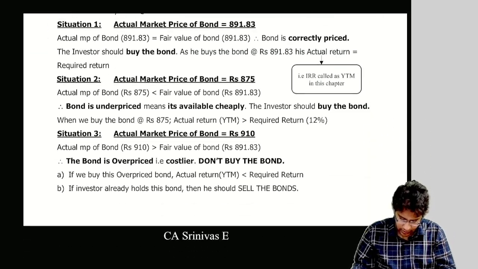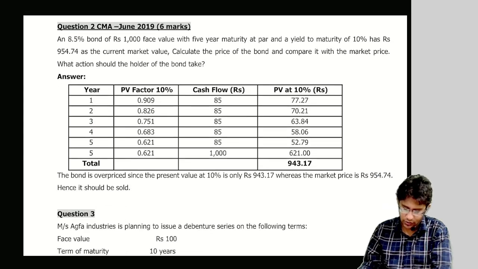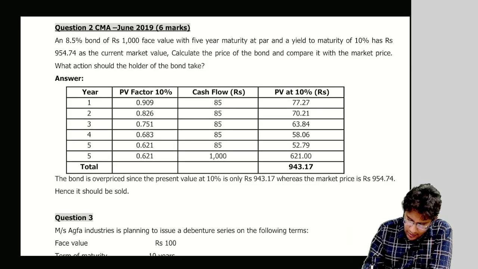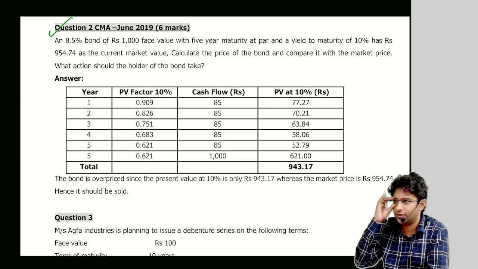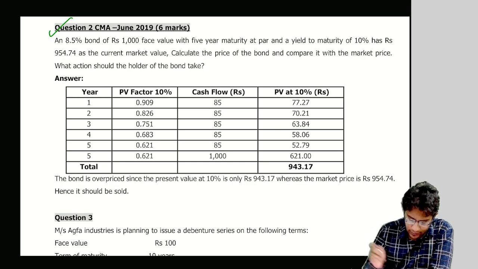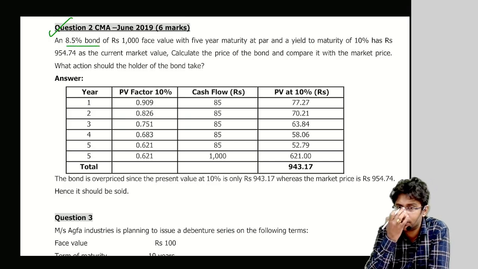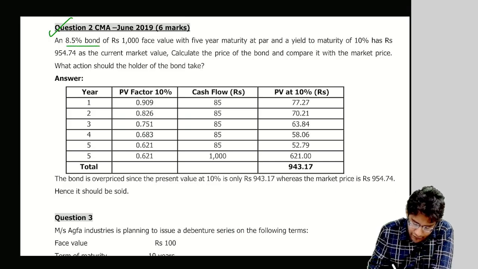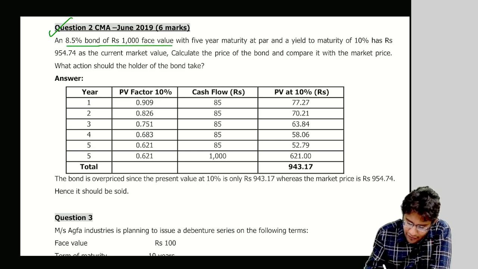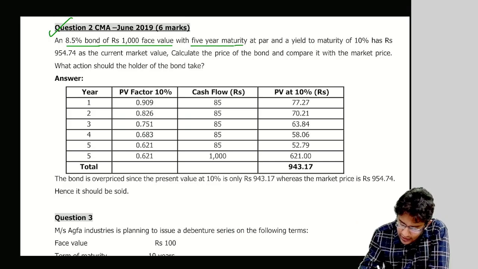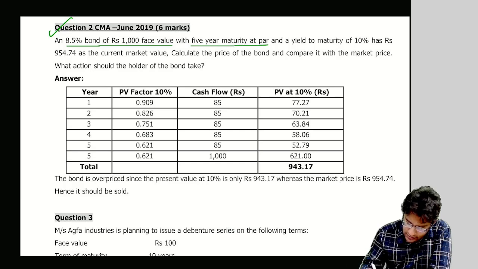Question number 1 we are done. Question number 2 is an examination question. I'll just take you through it; I'm not solving this fully, we'll solve better questions. Read once. An 8.5% bond. What is the meaning of that line? Good. Of rupees 1000 face value, that I need not ask you. 5-year maturity, life is 5 years. Maturity at par.